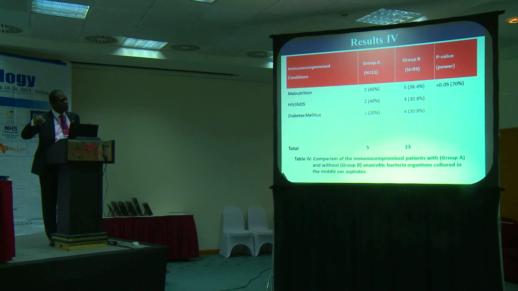While for the other group, that is cases without anaerobic bacteria isolated from the middle ear aspirates, only 5 out of the 93 had malnutrition, 4 out of 93 had HIV infection, and diabetes mellitus was 4. The power of the study was 70%, which was significant.